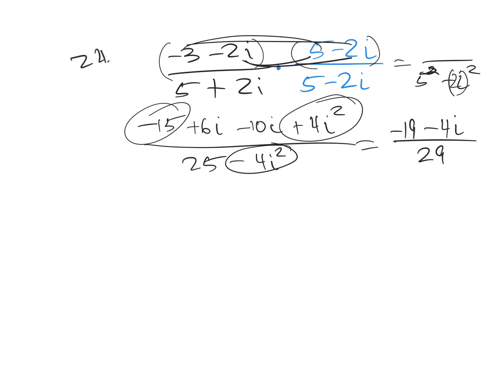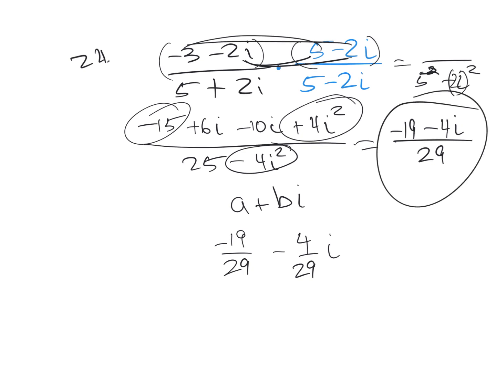Nothing simplifies. That would be enough. But to put it in terms of a plus bi, technically it's negative 19/29 minus 4/29 i. That's technically how you should write it. But this is okay. I mean, you got that far, that's pretty good.